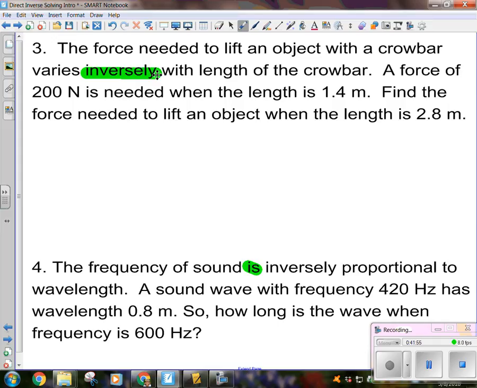Okay? Let's read it. A force of 200 N is needed when the length is 1.4. So 200 and 1.4 go together. Do y'all agree with that? Yeah. That describes the situation when those two numbers came together. Okay, I'm going to write that down. It's going to be 200 times 1.4.